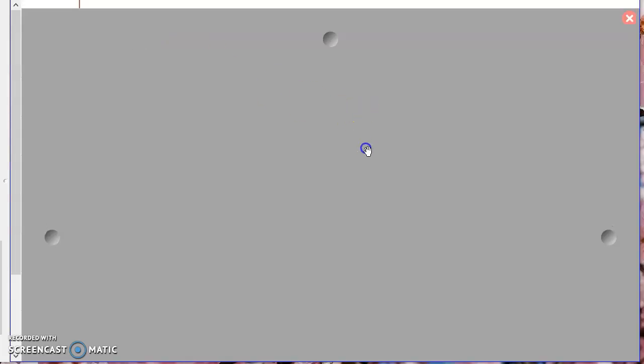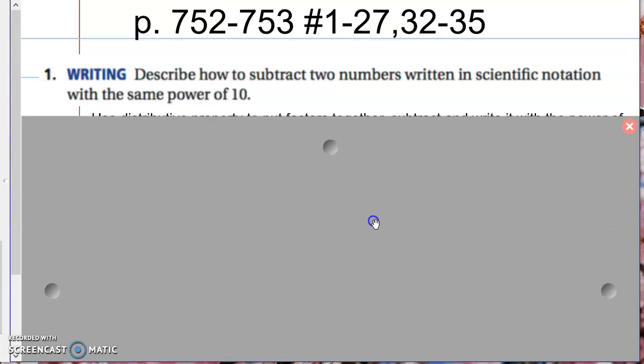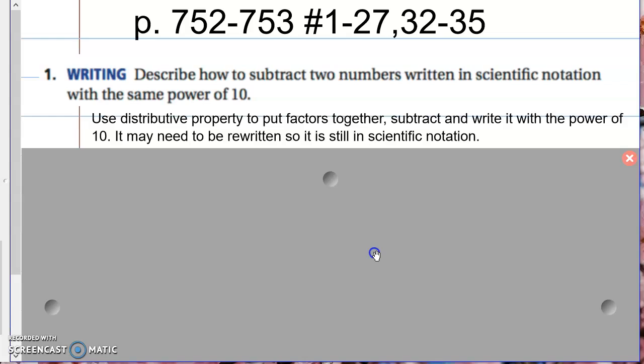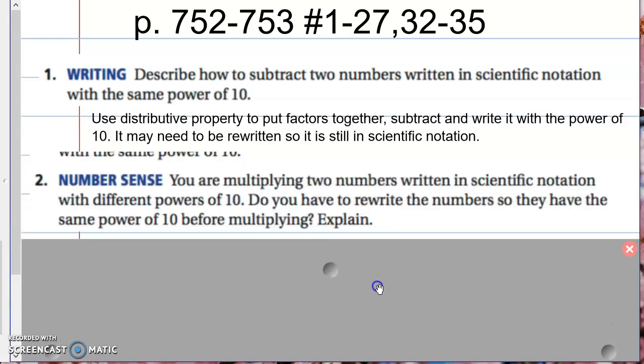All right, next up is your homework assignment. So first question says, describe how to subtract two numbers written in scientific notation with the same power of 10. Well, what you do is you use the distributive property to put the factors together. Subtract the like factors and then write it with the same power of 10. It may need to be rewritten so it is still in scientific notation.